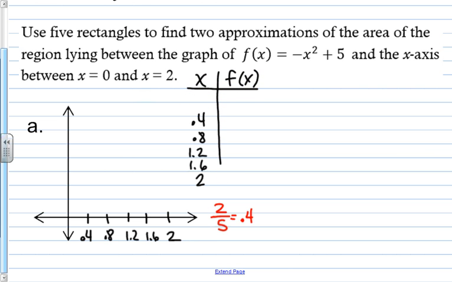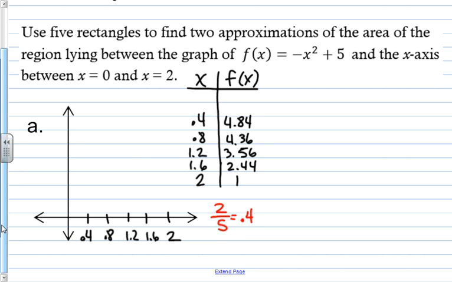Sorry. Right, so plug those suckers in, and I get 4.84, 4.36, 3.56, 2.44, and 1.